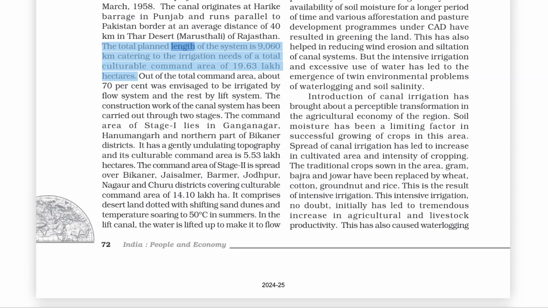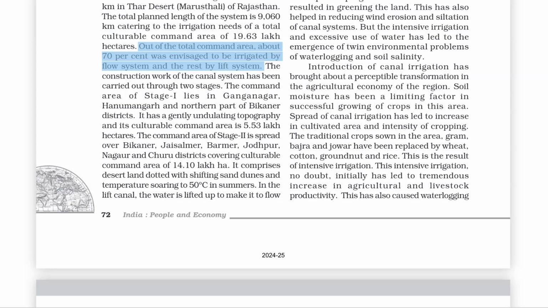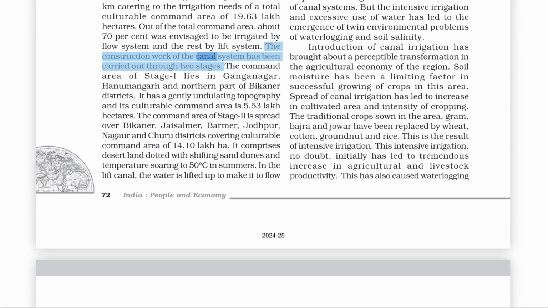The total planned length of the system is 9,060 kilometers, catering to the irrigation needs of a total cultivable command area of 19.63 lakh hectares. Out of the total command area, about 70% was envisaged to be irrigated by flow system and the rest by lift system. The construction work of the canal system has been carried out in 2 stages.